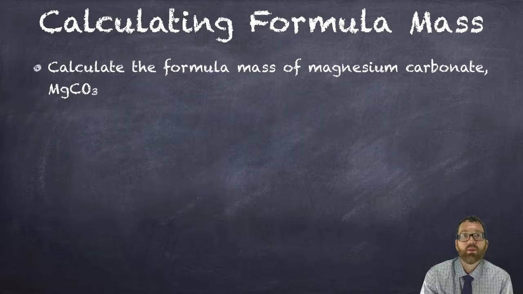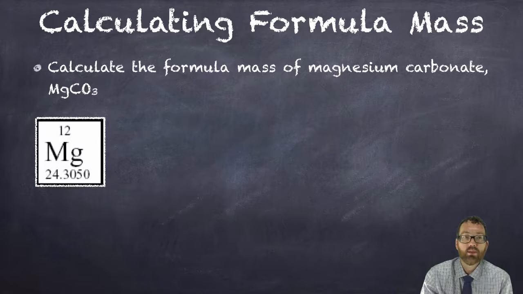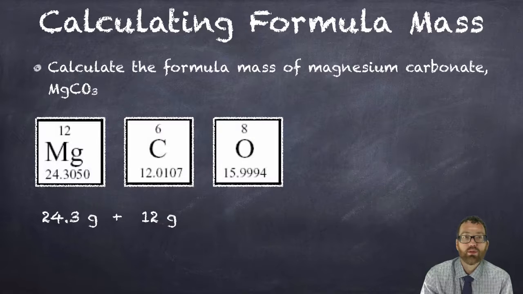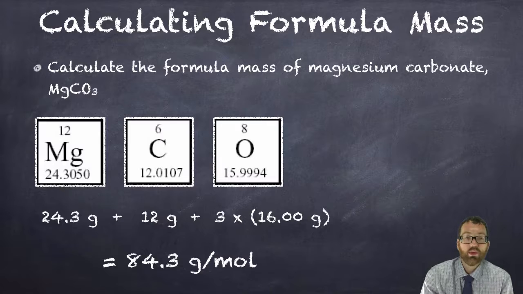So let's calculate the formula mass for magnesium carbonate, MgCO3. So we find magnesium, which weighs about 24.3, I'm writing on mine. I have a mole of carbon. Carbon weighs about 12. And I have 3 moles of oxygen. That little 3 after the oxygen means I have 3 oxygen. So oxygen weighs about 16. So 3 times 16. So 24.3 plus 12 plus 3 times 16 is 84.3 grams per mole of magnesium carbonate.